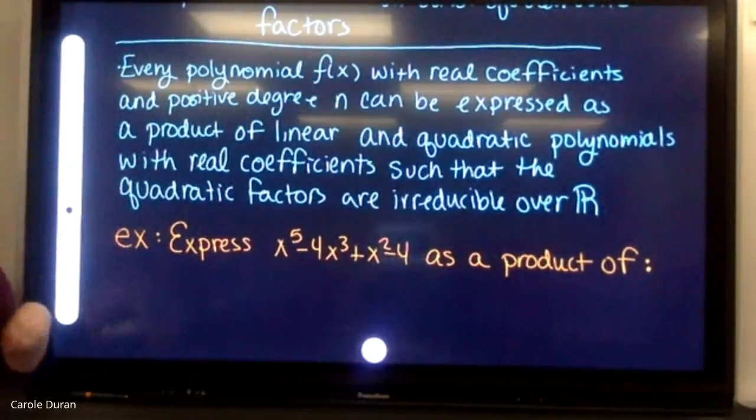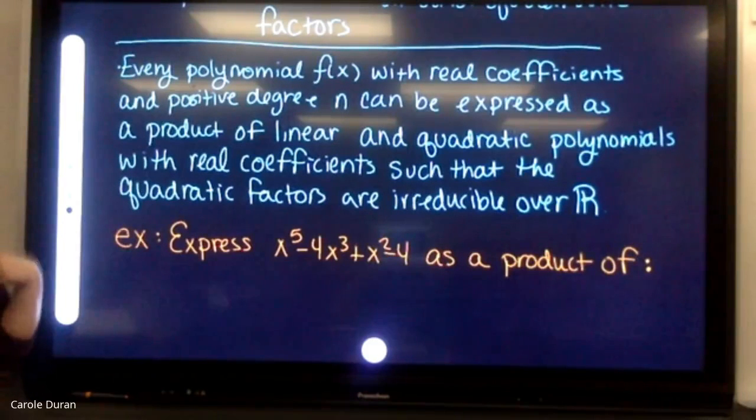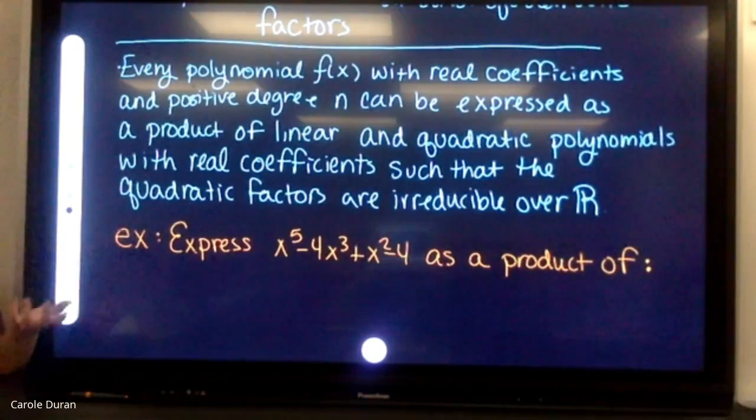Factors that are irreducible over the set of real numbers means that I would get imaginary or complex numbers if I were to try to take the factors of that. So irreducible means I can't have imaginaries anywhere in here. If I were to get imaginaries, I have to leave it as the quadratic that it originally was.